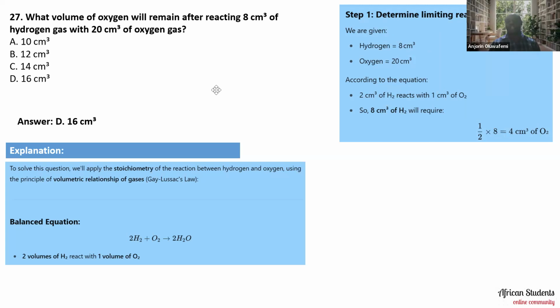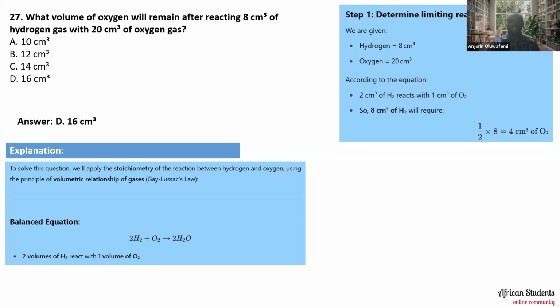Then we are given that hydrogen is 8 cm³, oxygen is 20 cm³. According to the equation, 2 cm³ of hydrogen will react with 1 cm³ of oxygen. So it means that 8 cm³ of hydrogen will require 1/2 times 8, which will be equal to 4 cm³ of oxygen. So 8 cm³ of hydrogen needs 4 cm³ of oxygen to react with.